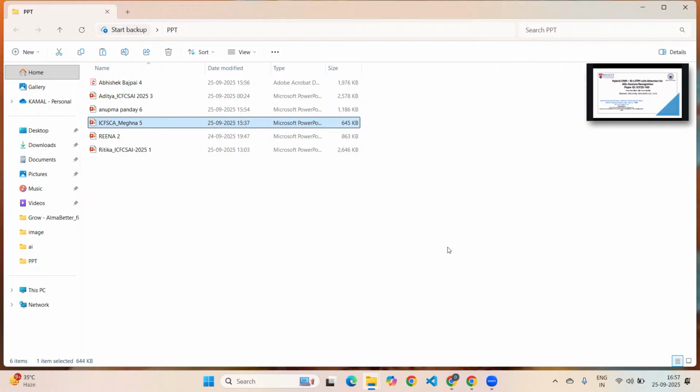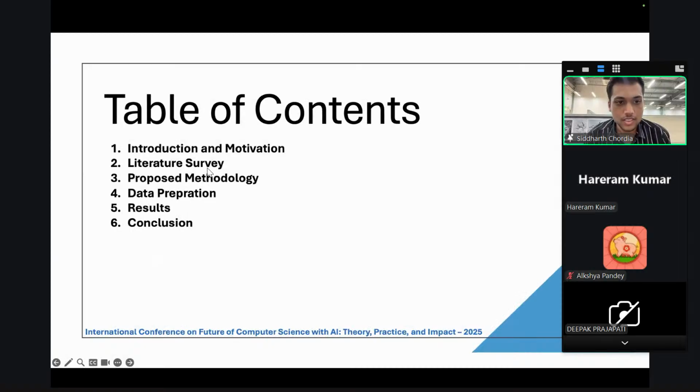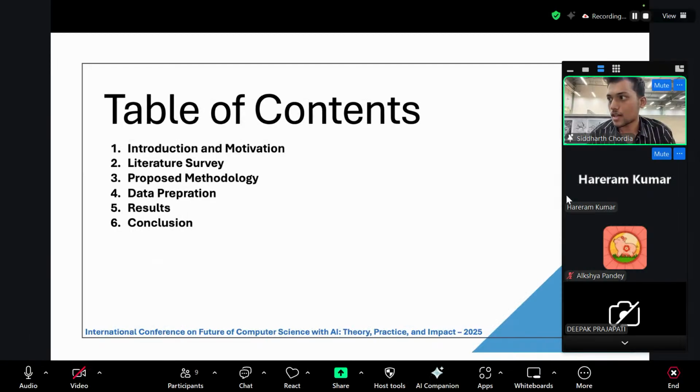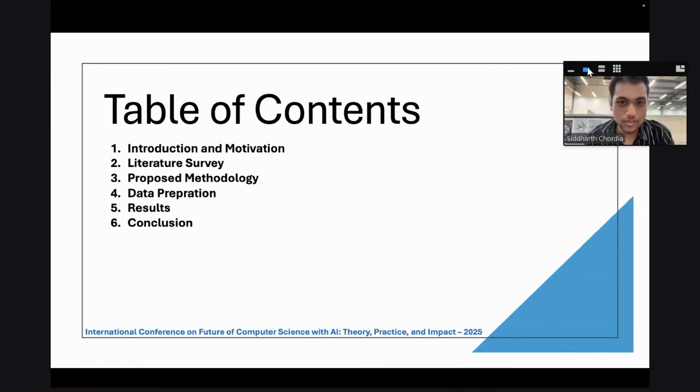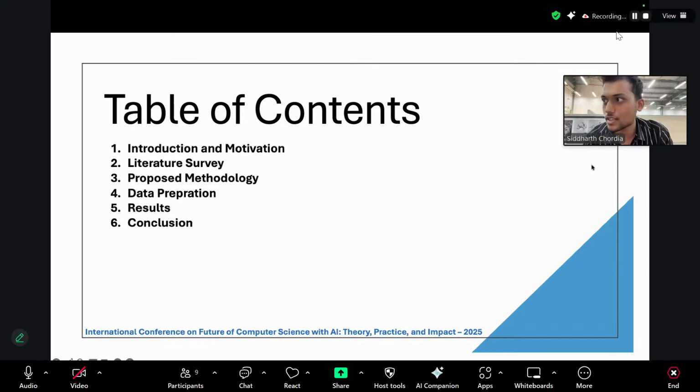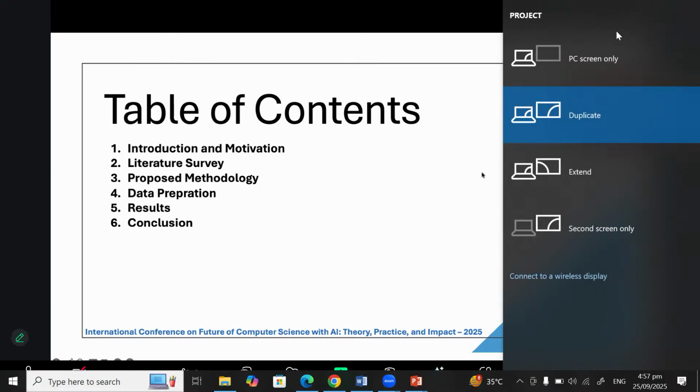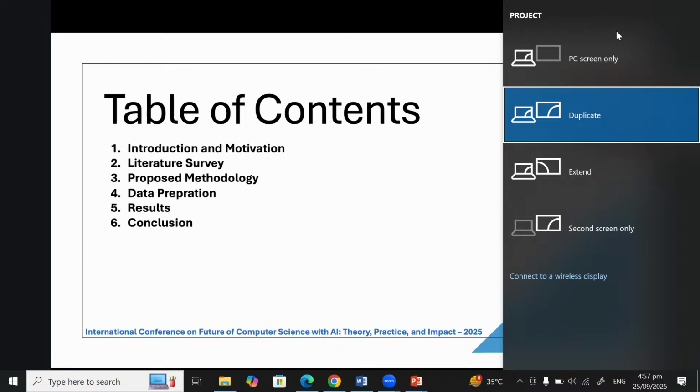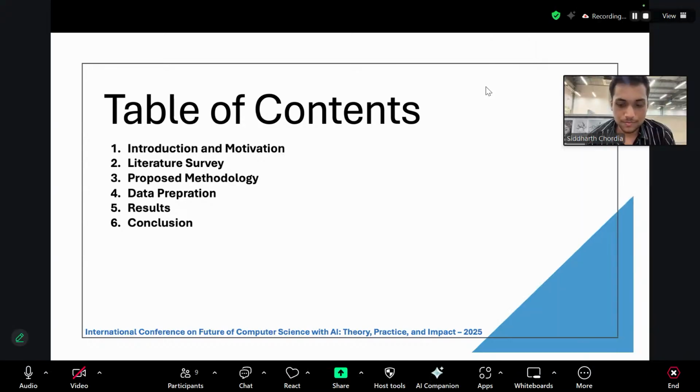Presenting my work on a hybrid CNN and BiLSTM model with attention for American Sign Language gesture recognition. In this presentation, I'll first start with the introduction and motivation, the idea that we got. Then we'll move to the literature survey that we did. Then I'll propose the methodology that I've used, the data preparation, results and conclusions.